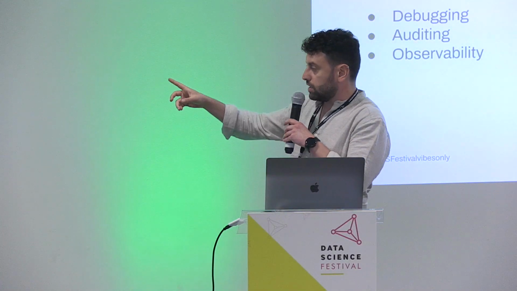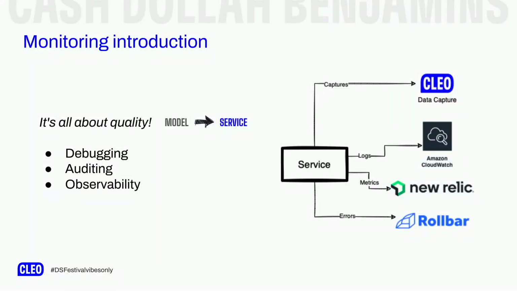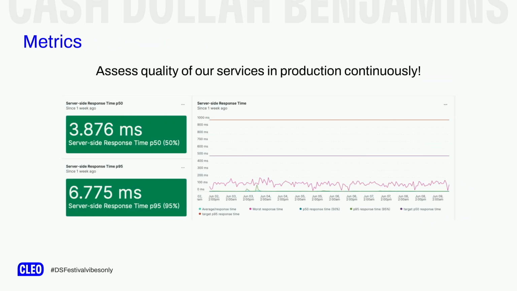And for doing this, our service is integrated with a couple of monitoring tools that we're using, like New Relic, in which we are storing the metrics, Rollbar, in which we are storing the errors, logs are stored in CloudWatch, in our case, because we are on SageMaker. Cleo Data Capture is another tool that I'm going to describe in a couple of slides. But before, metrics again. This is a New Relic dashboard, and this is created with Terraform in an automatic way.